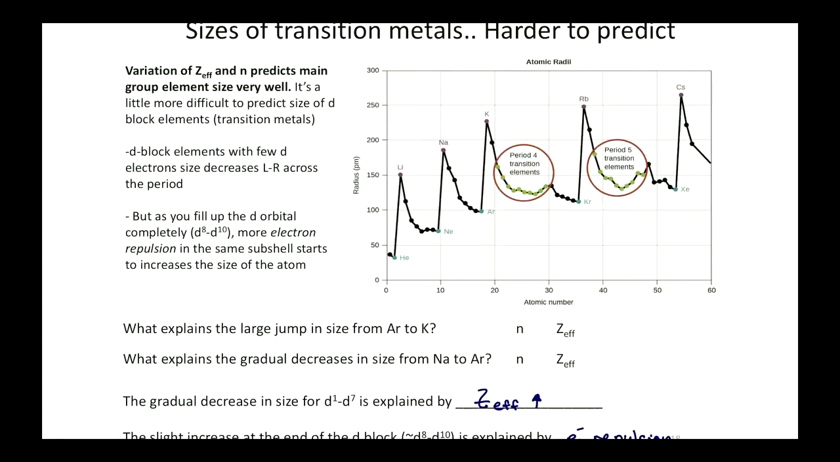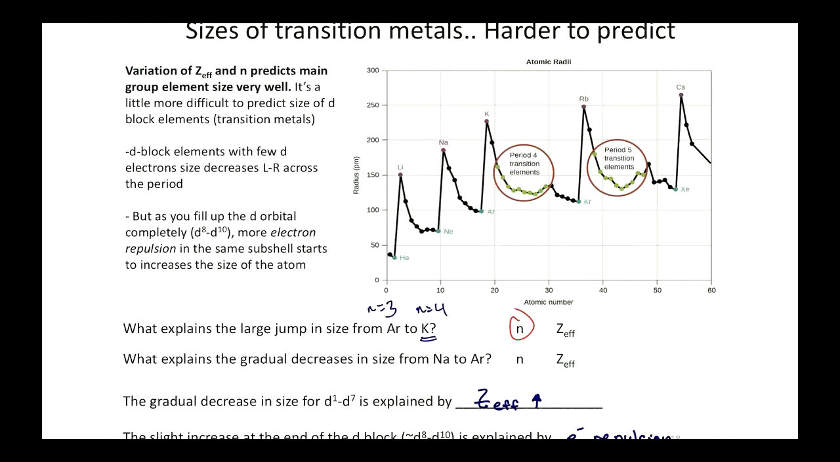Potassium is so much bigger because its valence electron is N equals 4. And the N value for a valence electron on argon is what? 3. Yes, N equals 3. So 4 is bigger than 3, so those N equals 4 electrons are going to be, on average, further from the nucleus. That's why potassium is much larger.